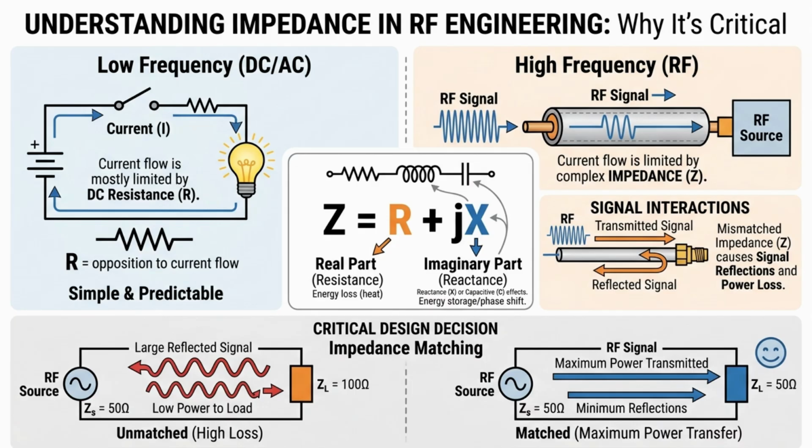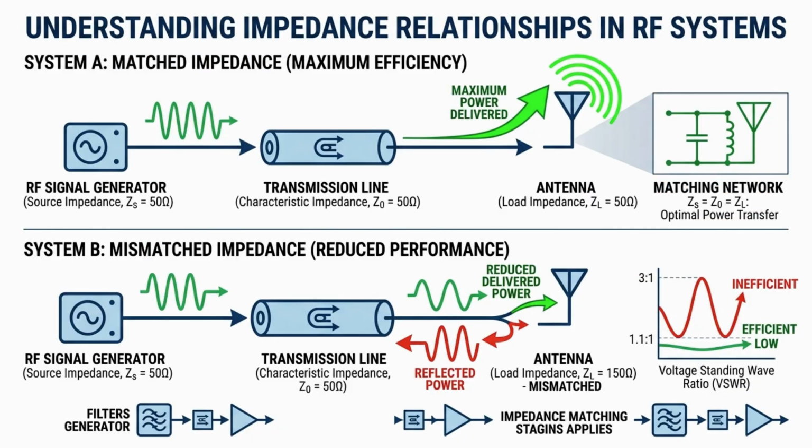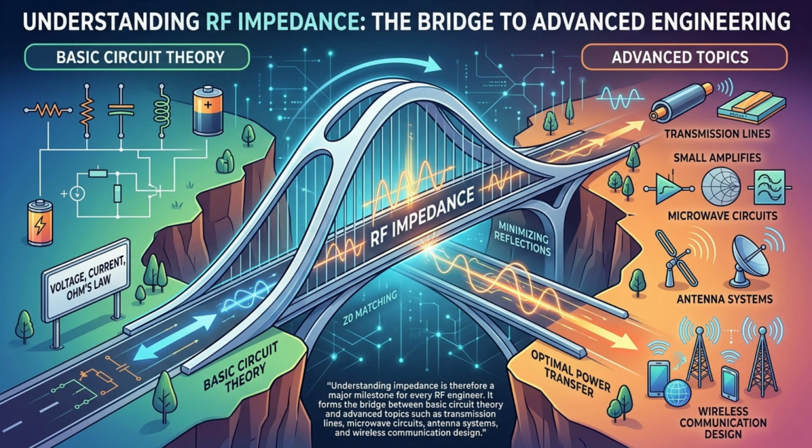In RF engineering, impedance is one of the most critical concepts because nearly every design decision depends on it. Signals operate at high frequencies where capacitive and inductive effects become dominant, making impedance far more important than simple resistance. Transmission lines, antennas, filters, amplifiers, and matching networks are all designed around impedance relationships. If impedances are mismatched, part of the signal energy is reflected instead of being delivered to the next stage, reducing efficiency and degrading performance. Understanding impedance is therefore a major milestone for every RF engineer.